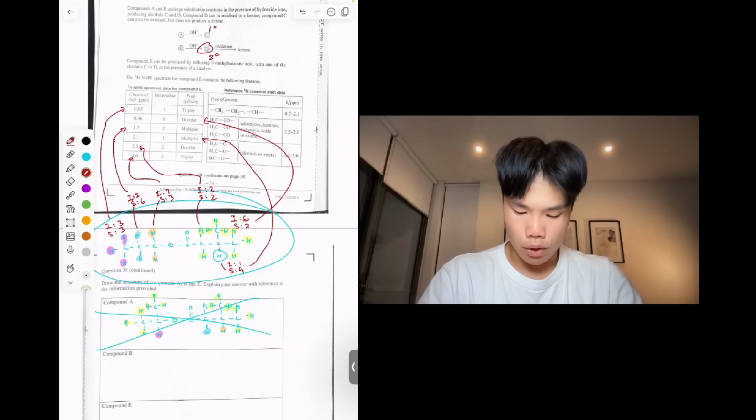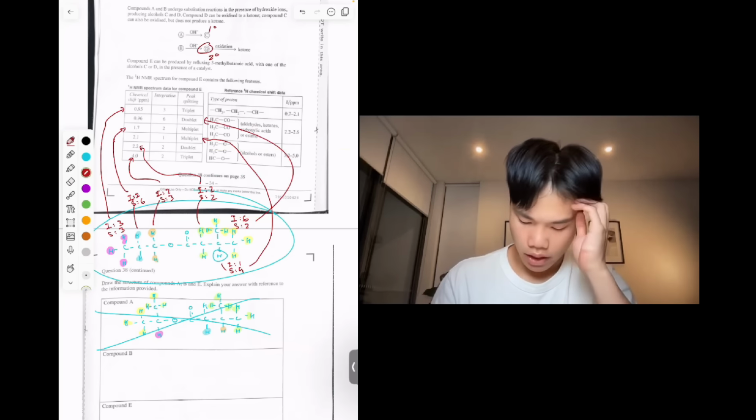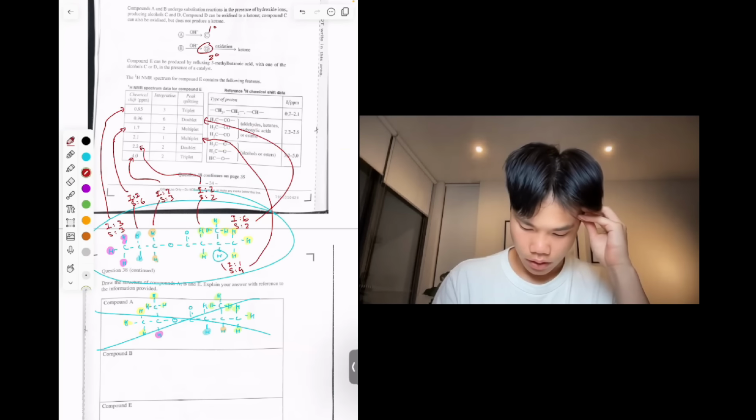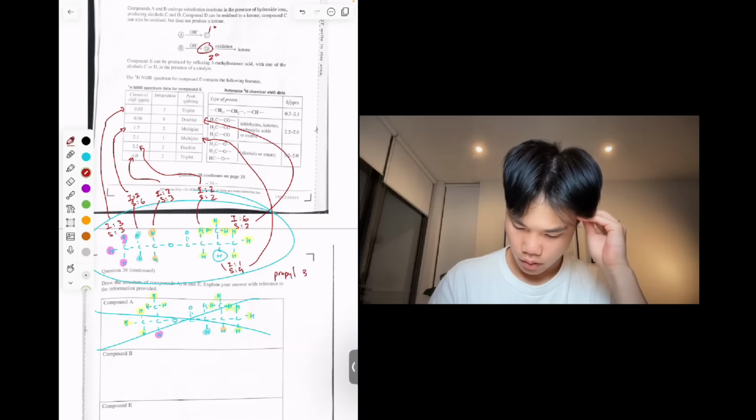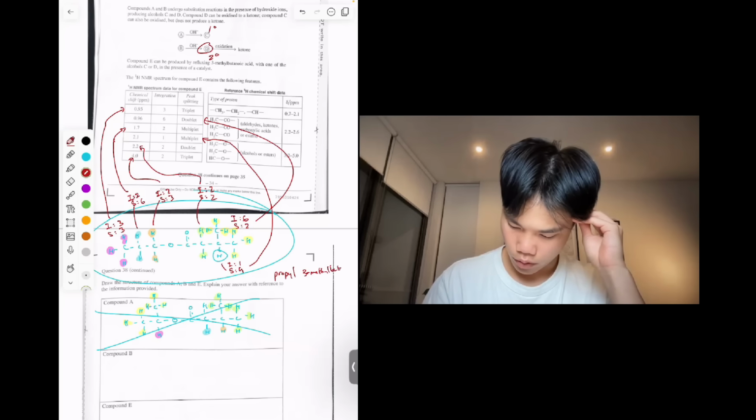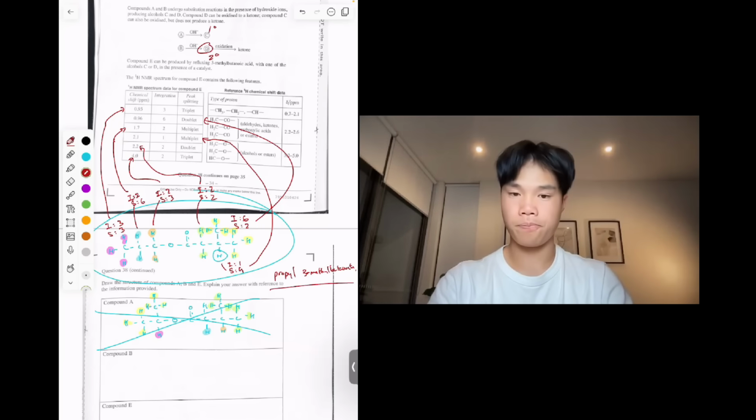And so you know your molecule is, if you were to name it, just for the sake of it, you know it is propyl 3-methylbutanoate. And that's your molecule there.